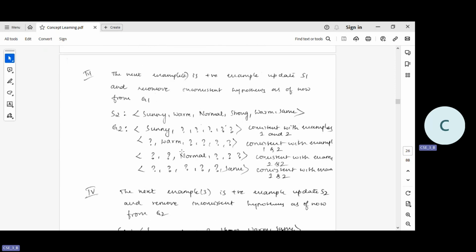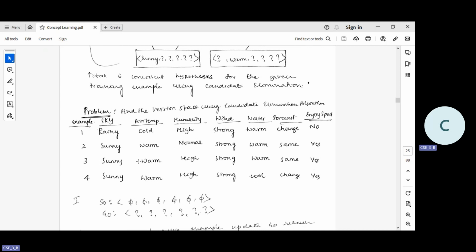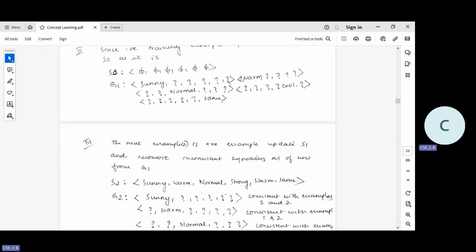So now what we have to do? We have to go with the next training example. The example 3, outcome is positive. So now what we are going to do?